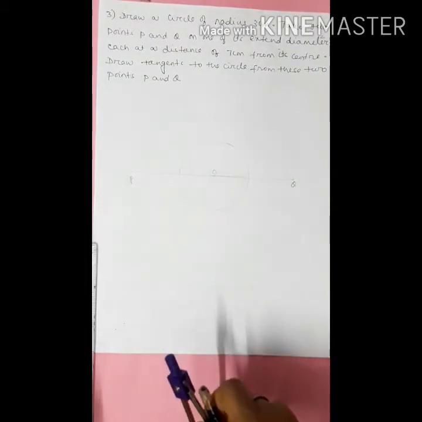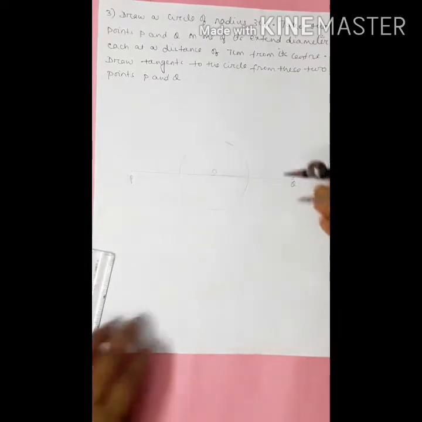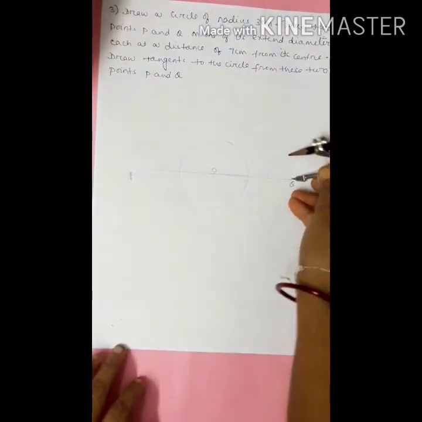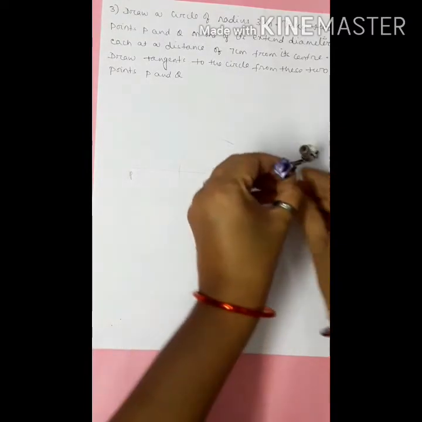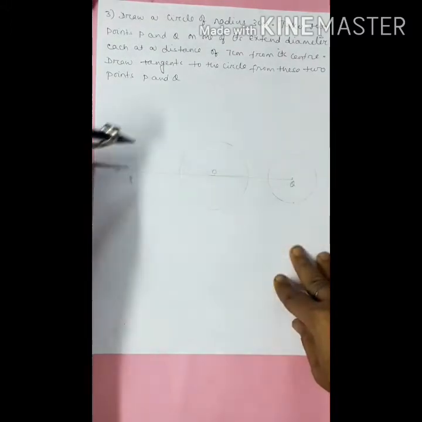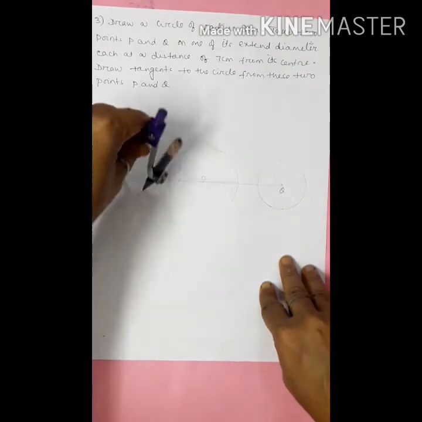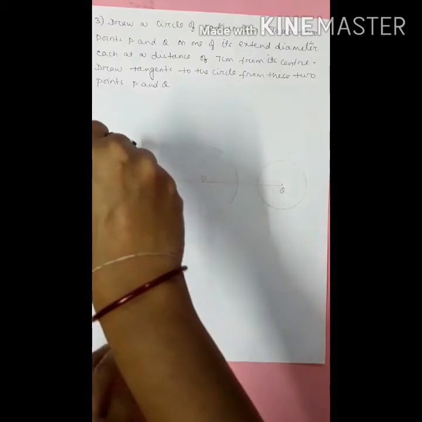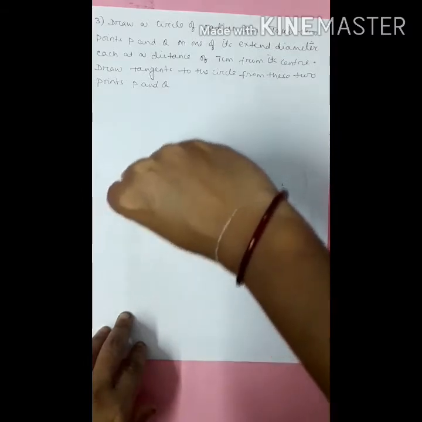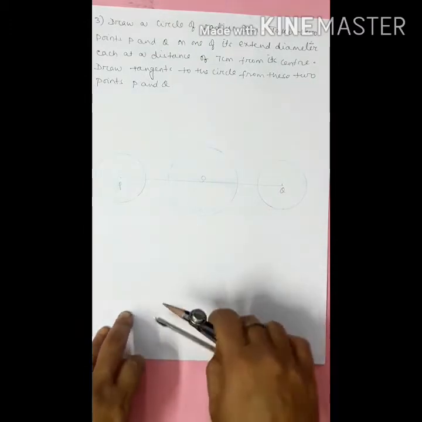Now what will we construct at that 7 cm from its center? Draw 2 tangents. Take any radius and construct one circle over here, with Q as the center. Now with P as the center, construct another circle. Clear. So now from this P and Q we construct the two tangents.